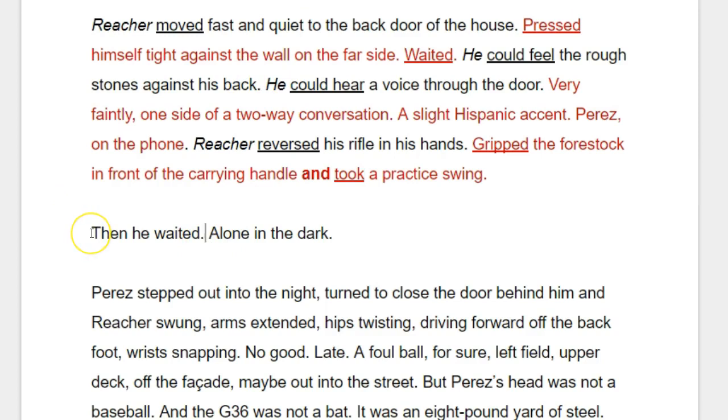Then this very lovely little two-sentence paragraph that stands out. Then he waited, alone in the dark. Very dramatic. These little paragraphs, by the way, are beautiful for adding a bit of tension and a bit of drama and a bit of the waiting.